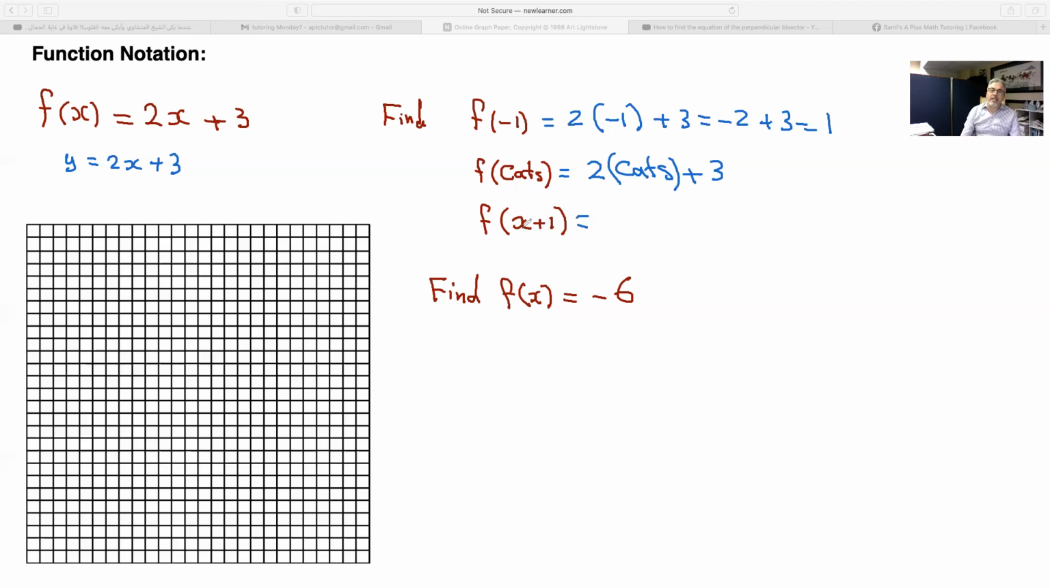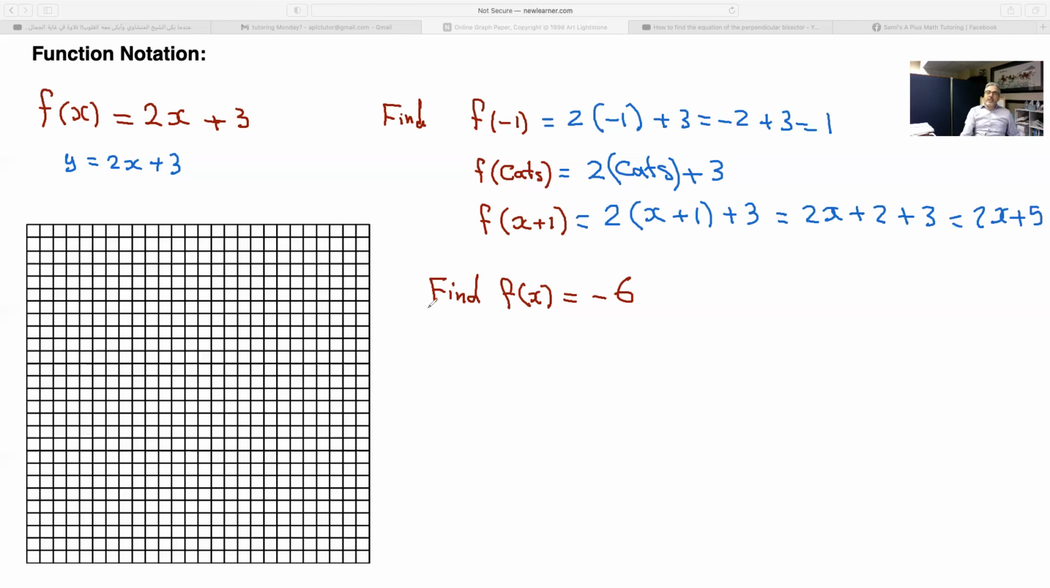Now, this makes it a little bit more challenging. So now they're saying f of x plus 1. So just think of it as if instead of this x, they substituted x plus 1. That means also for this x, you have to go and substitute x plus 1. So therefore, f of x plus 1 is the same as 2, and you substitute the x plus 1 in here as well. And then just solve. And that gives you 2x plus 2 plus 3. And that gives you 2x plus 5.